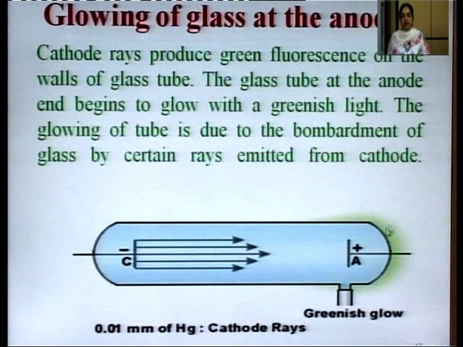Glowing of glass at the anode. Cathode rays produce green fluorescence on the walls of glass. The glass tube at the anode end begins to glow with a greenish light. The glowing of the tube is due to the bombardment of glass by rays emitted from the cathode.